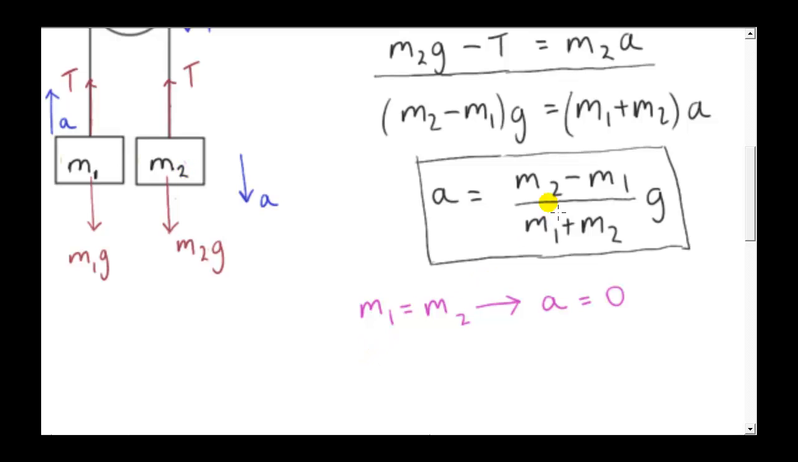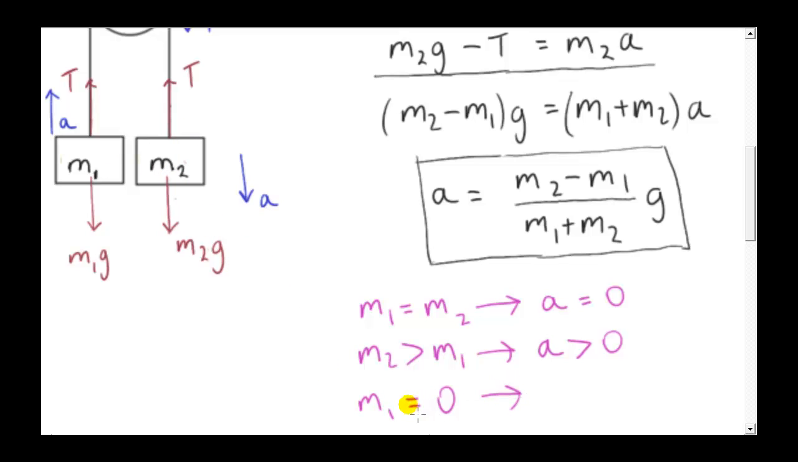You can also see that if m2 is greater than m1, then the acceleration will be positive. m2 minus m1 will be positive, and that makes sense because we're taking directions down this way, clockwise, as being positive. And similarly, if m1 is greater than m2, then a will be negative. The system will move in the opposite direction to the convention shown.